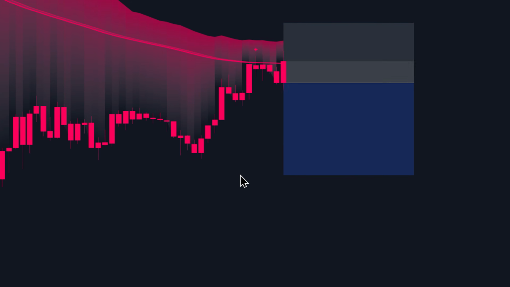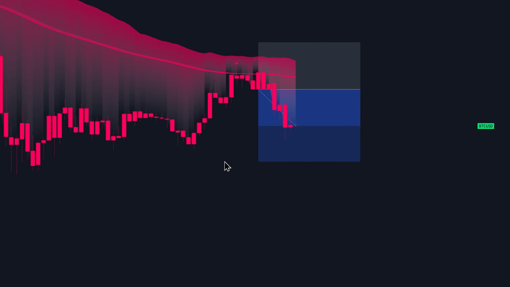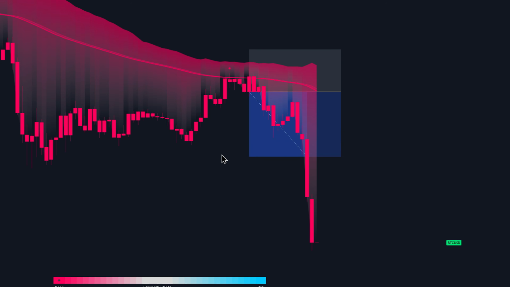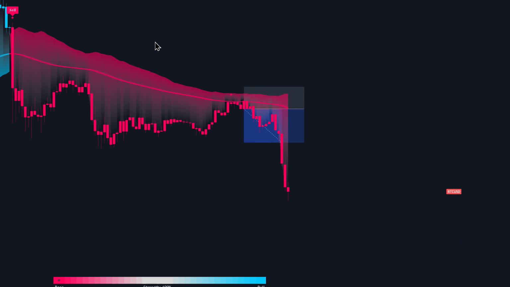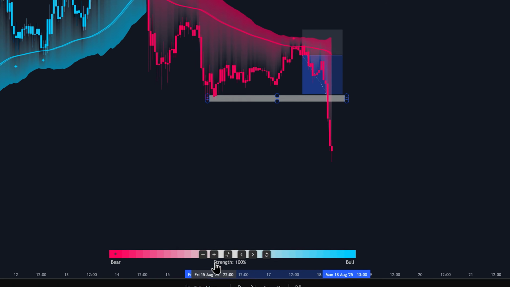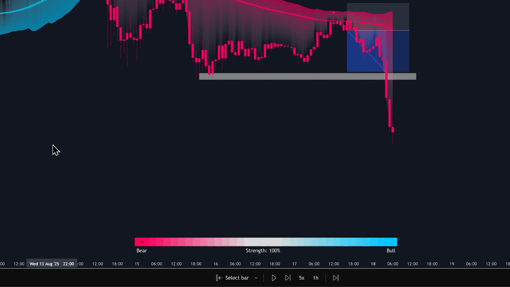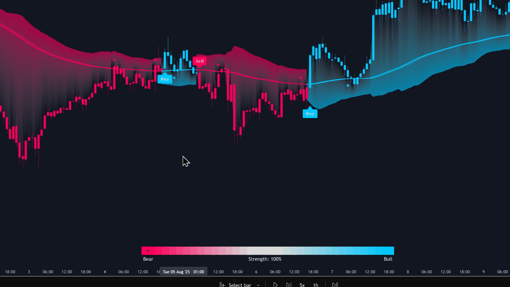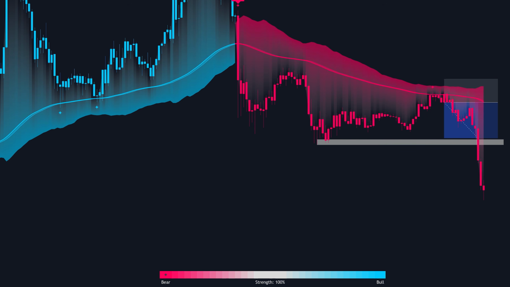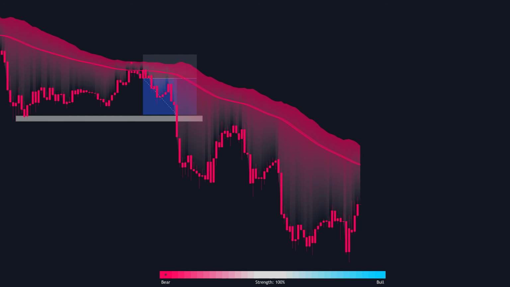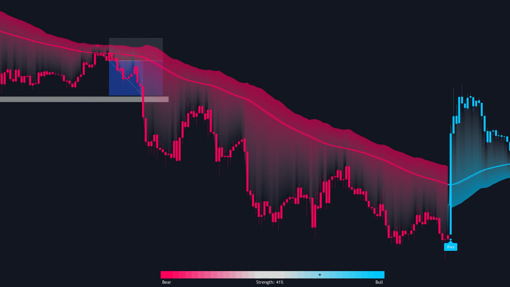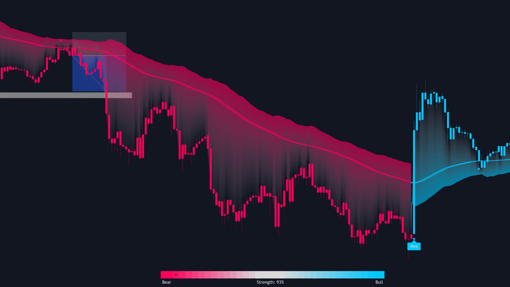You're letting the system tell you the regime, and then you're using pullbacks to the baseline to get a controlled entry. Now let's talk about how to avoid the biggest mistakes with this tool without overcomplicating it. If the strength gauge is low and the cloud keeps flipping colors, don't force trades. That's usually a range. In ranges, the baseline gets crossed too often and retest signals can become noisy. In those conditions, it's better to wait for a clean regime switch and then the first proper pullback.